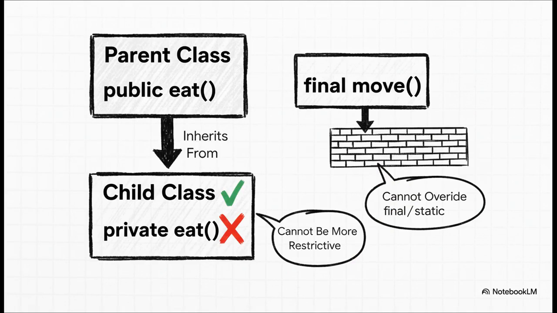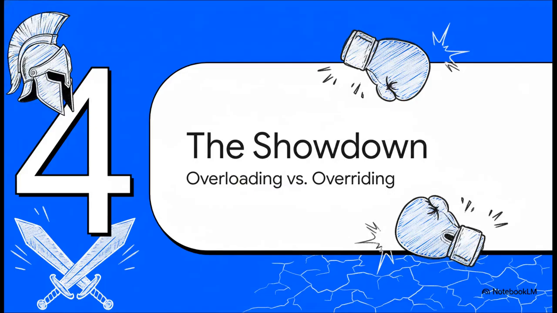And this is a perfect example of the rules for overriding. The method signature, the name and the parameters, has to be exactly the same. It has to happen in a subclass. And here's a big one. You can't make the new method more private. And remember, you absolutely cannot override methods that are final or static. They're locked down.